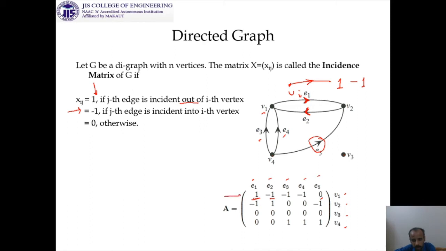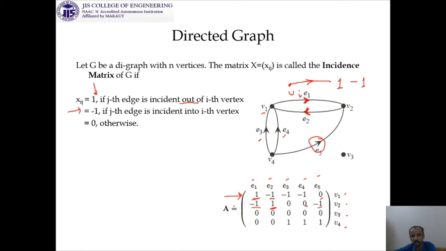If these first row entries are clear, then again, it is nothing but the repetition of these logical steps. Similarly, it is minus 1 for V2, E1, because E1 is incident into V2, and E2 is incident out, so it is plus 1, and in this way it is minus 1. So it is constructed.